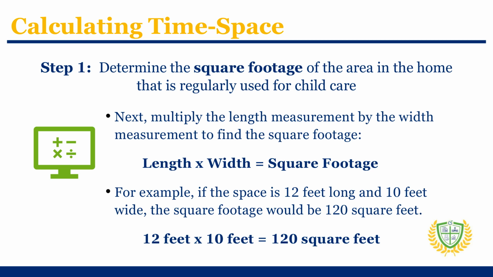For oddly shaped spaces, such as rooms with an extra nook or filled by a closet, break your room into smaller rectangular blocks. Use the square footage calculation for each block and add the totals together.